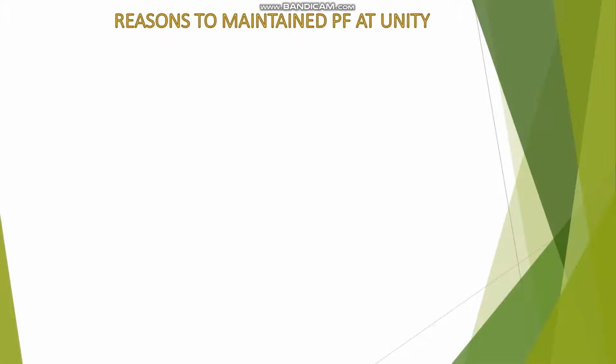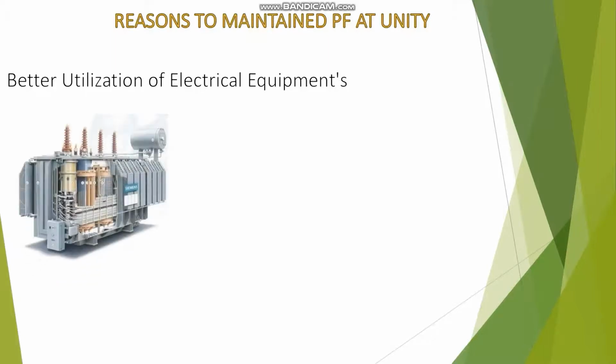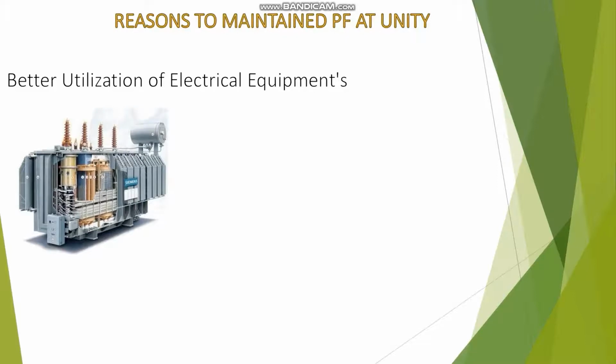The first reason to maintain the power factor at unity is the better utilization of the electrical equipment. To understand it clearly, let's take an example of a transformer. We will see how the kVA rating of this transformer varies with the power factor.